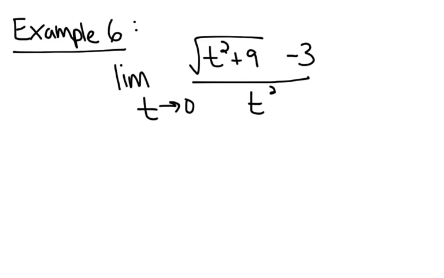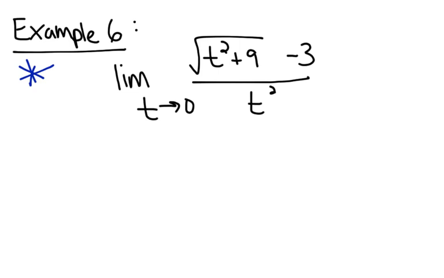In example 6, again, I can't put 0 into the function because I'm going to get 0 in the denominator. It's got a square root in it, so I can't factor it. But I lost my calculator, so I can't graph it. What am I going to do? Well, this problem is actually really important because this is going to pop up in calculus quite a bit. We're going to do something that you've done before, just not exactly in the same way you've done it.